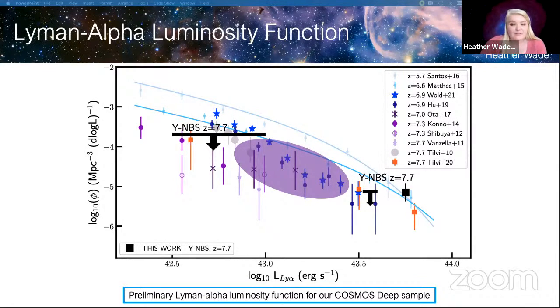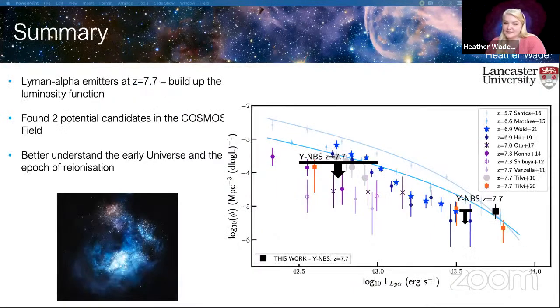The Lyman-Alpha luminosity function at redshift 8 is also unknown, and future technologies will hopefully probe this as well in the coming years. So I'll just leave you with the summary slide, say thank you for listening, and thank you for the opportunity to speak today.